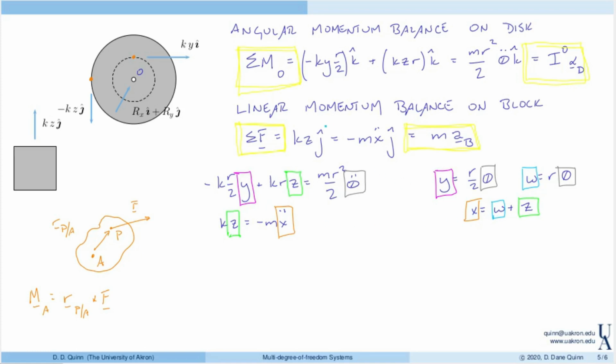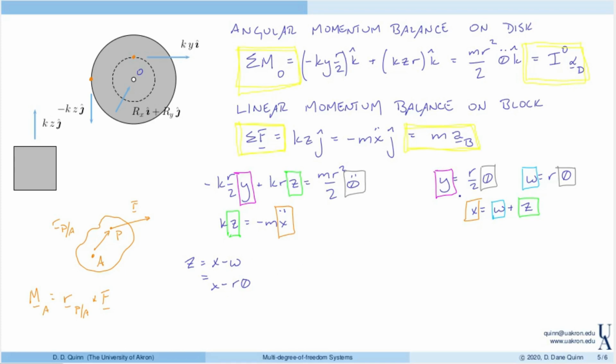So I can choose any two independent coordinates that I want. Here we said that we wanted to write this in terms of theta and x. Right? So in particular, we need to eliminate y, w, and z. Well, y and w are directly in terms of theta. Notice that here z is equal to x minus w, which is equal to x minus r theta.